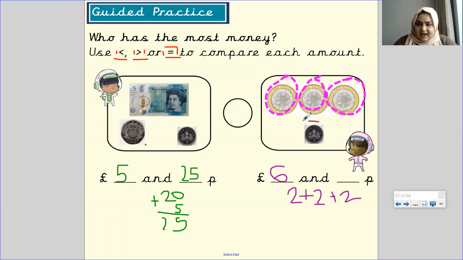And then she has 5p. Does she have any more pennies? No. Fantastic. So she has £6 5p. So who actually has the most money? Fantastic. It's the pink one. Because the pink one has the most amount of money, I will use this sign to show that she has more than him. Okay, fantastic.